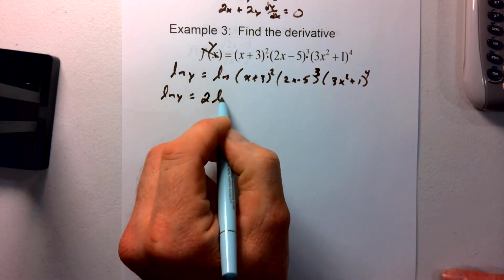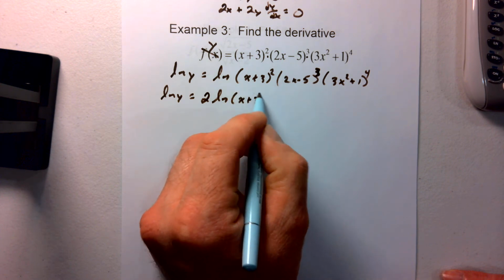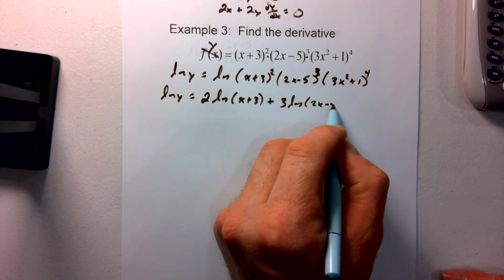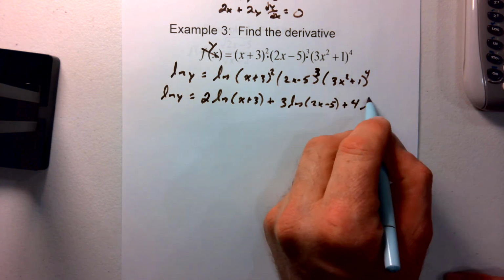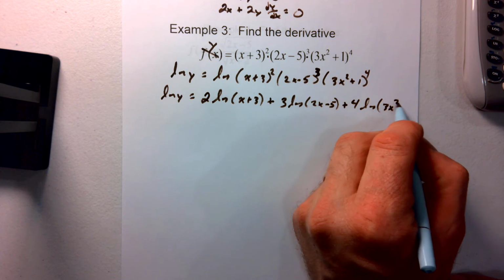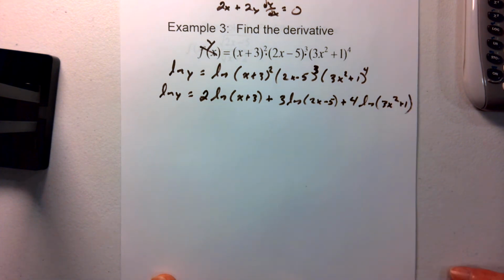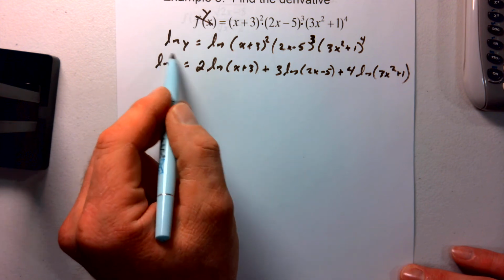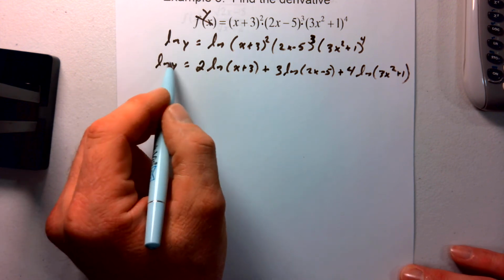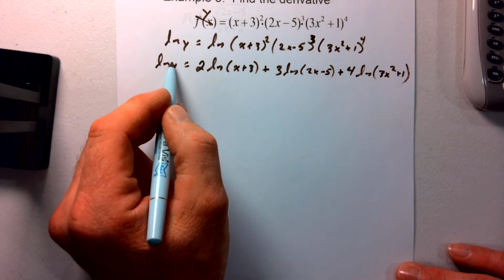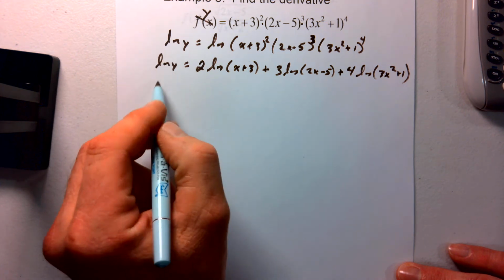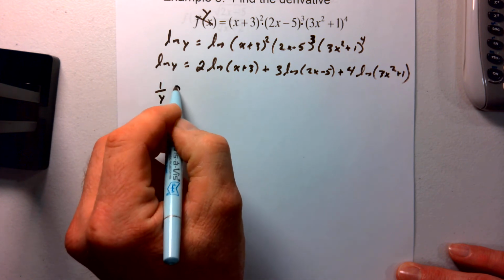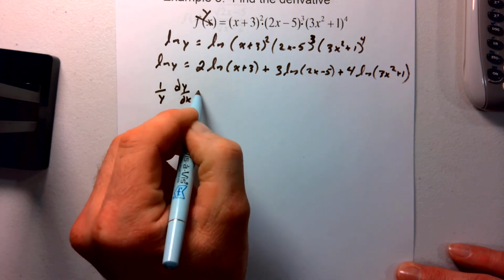So I'm going to have 2 natural log of x plus 3, plus 3 natural log of 2x minus 5, plus 4 natural log of 3x squared plus 1. I can now go ahead and find the derivative. Natural log of y derivative. That's going to work just like the natural log of x. Remember, natural log of x derivative is 1 over x. Natural log of y is going to be 1 over y. But since I took the derivative of a y, I got to put in that dy/dx.